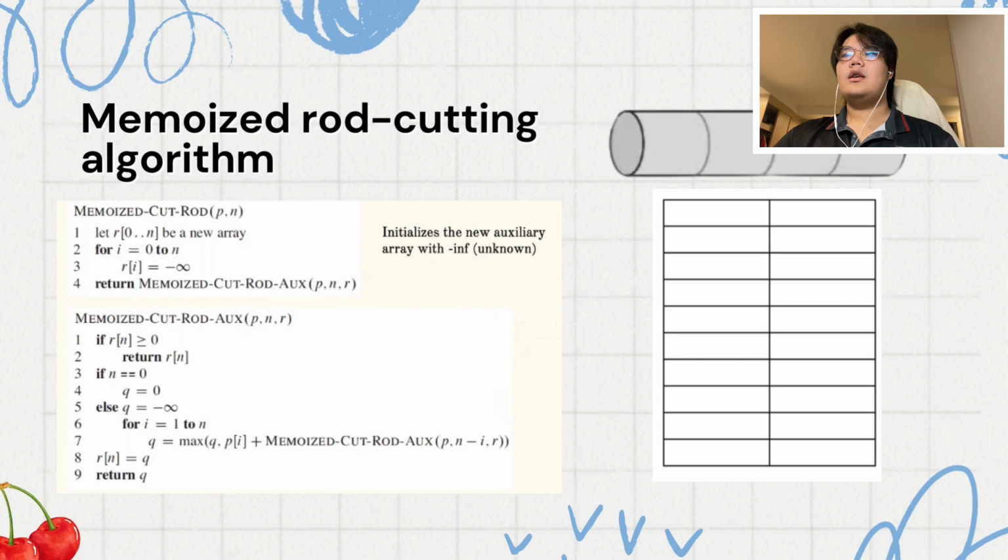First, we check if the solution is in the table. If the solution is in the table, we just return it. Otherwise, q equal to negative infinity means we initialize q to the lowest number for revenue. Then in the max, it will try all the possible cuts from 1, 2, 3, and so on, plus the recursive call on the remaining rod, and maintain the result in the table.